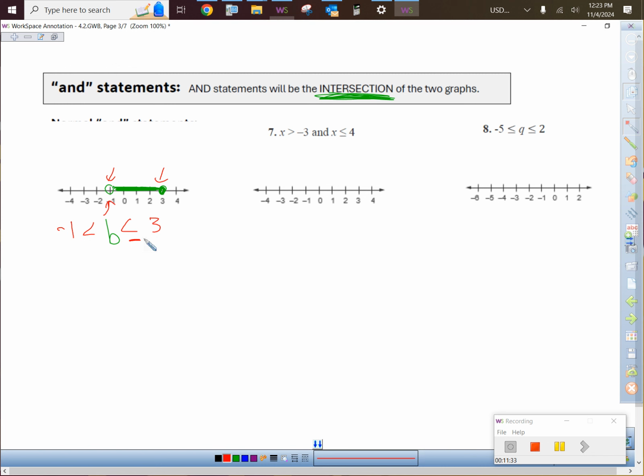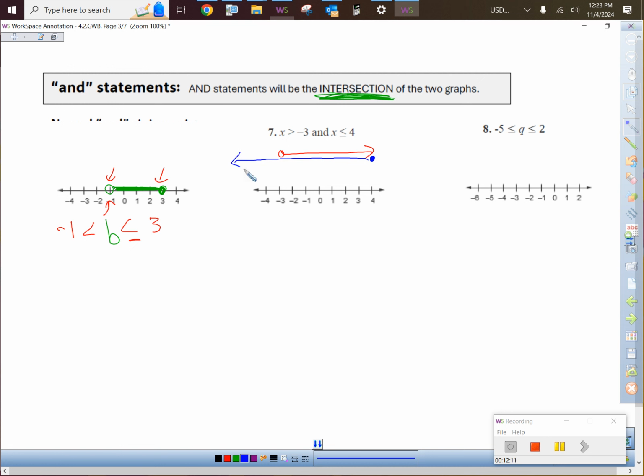So let's try again. We'll figure it out with helper graphs. So x is greater than -3. We will use a red one. Open dot to the right. Second one, 4 is the critical value. It is a closed dot, and we shall go less than that as well.